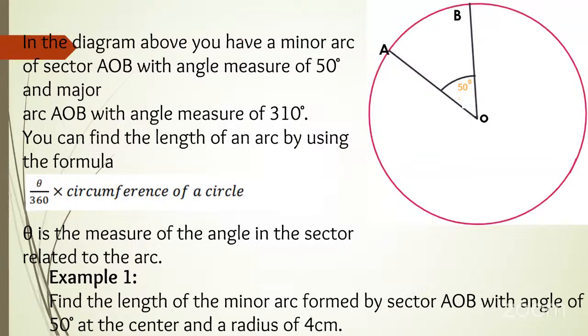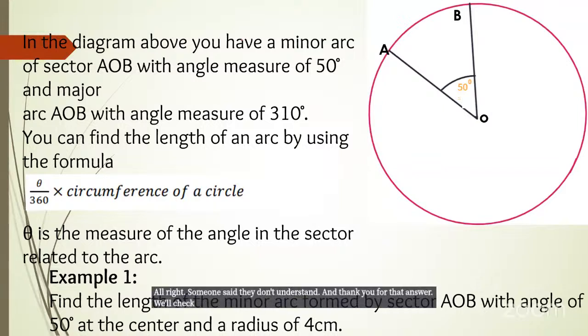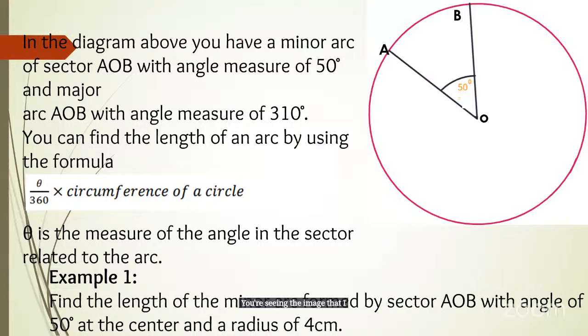Miss, I don't understand, miss. Miss, my answer is 3.49 to 2 dp. I rounded it to 2 dp. All right, someone said they don't understand, and thank you for that answer. We'll check it shortly. So let us look at what we have. You're seeing the image that I have on the board, right? Yes. Who is the person that said they don't understand? You have to talk so I can help you.